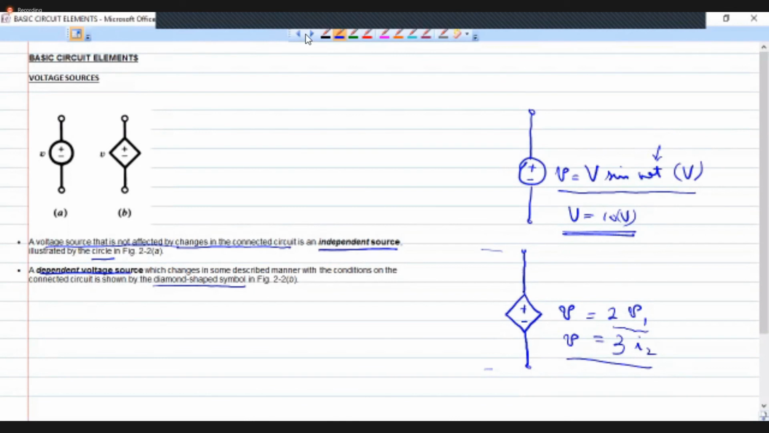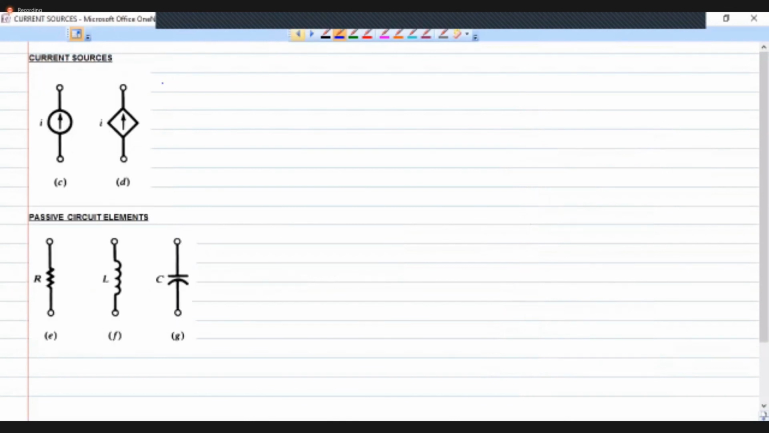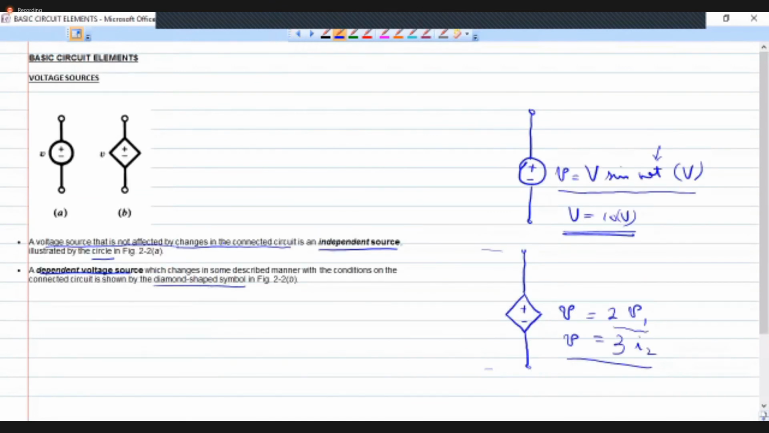Similarly, we can have current sources also. Sir, one doubt I have. Sir, how are dependent sources constructed practically? Dependent sources we can construct.